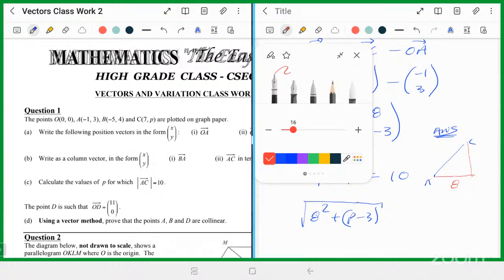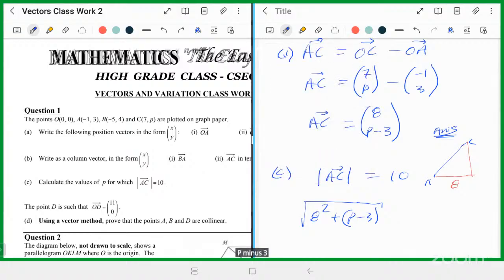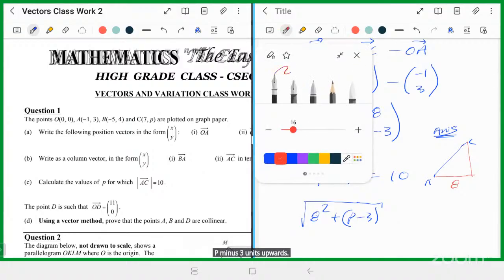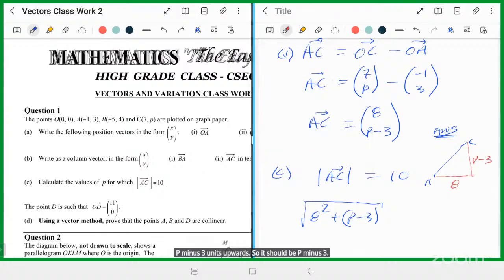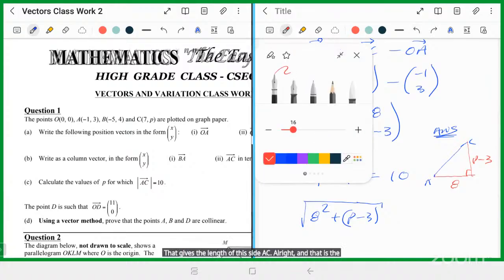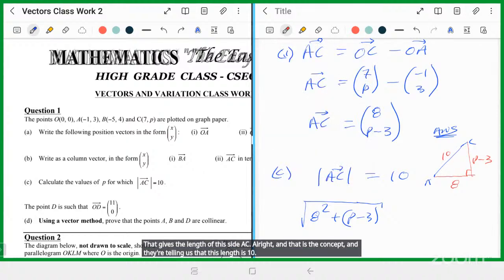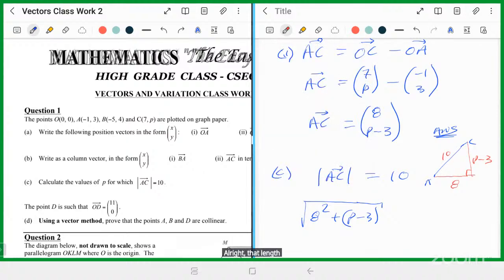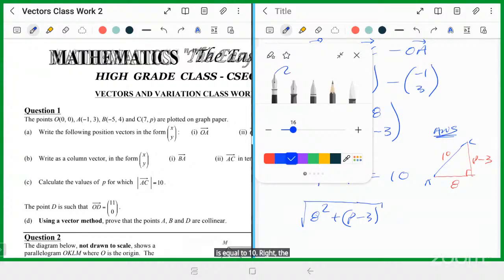So this will be P minus 3. That's a right angle triangle, and you're trying to find the length of this vector, so it's Pythagoras' theorem. It becomes the square root of this side squared plus that side squared. That gives the length of this side AC. And that is the concept. They're telling us that this length is 10, so the square root of this is equal to 10. The modulus is equal to 10.